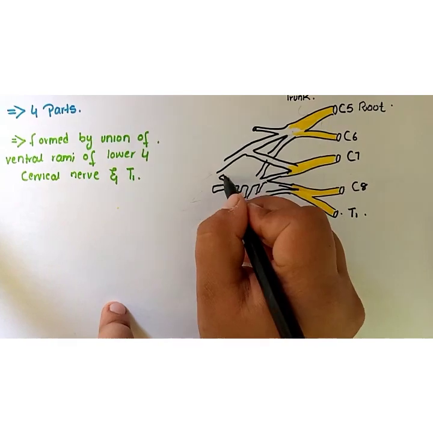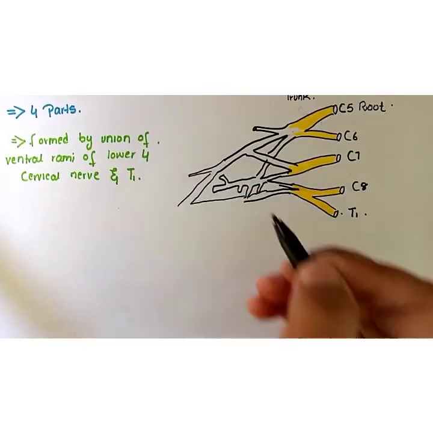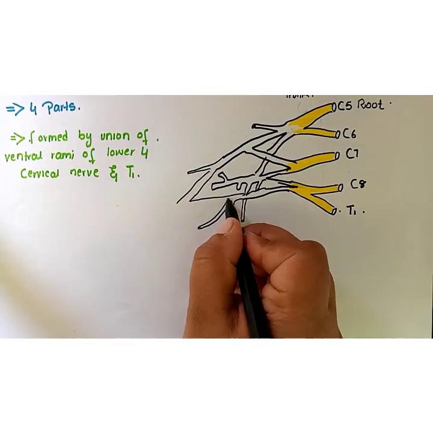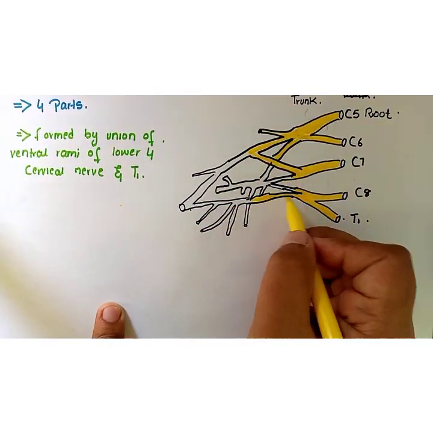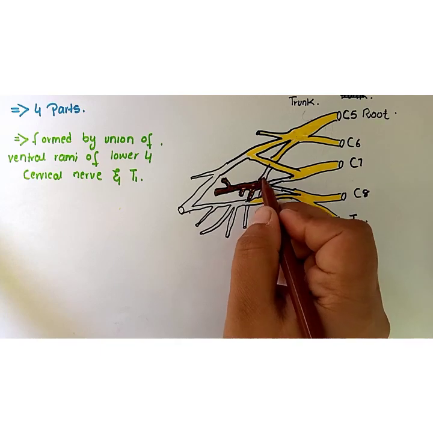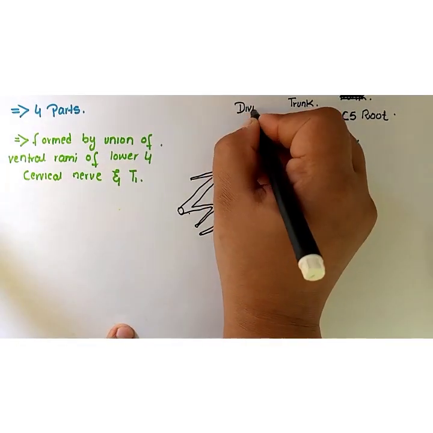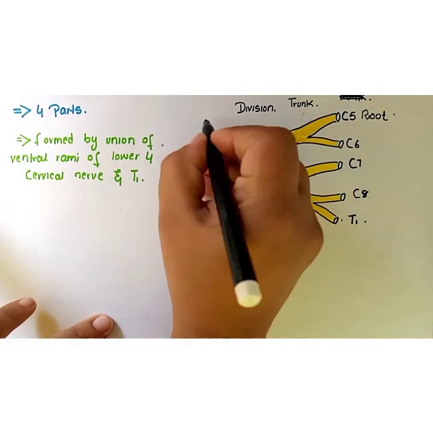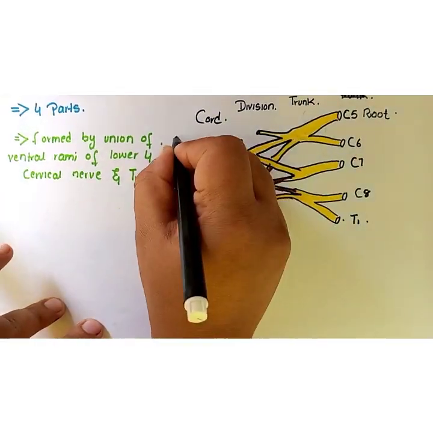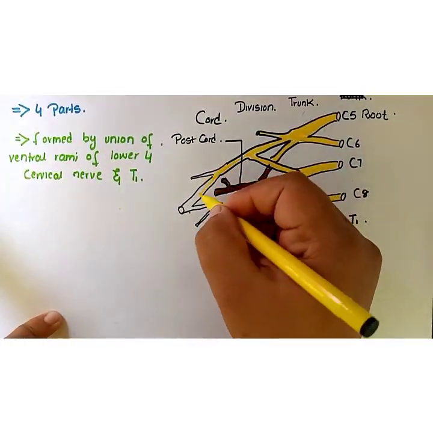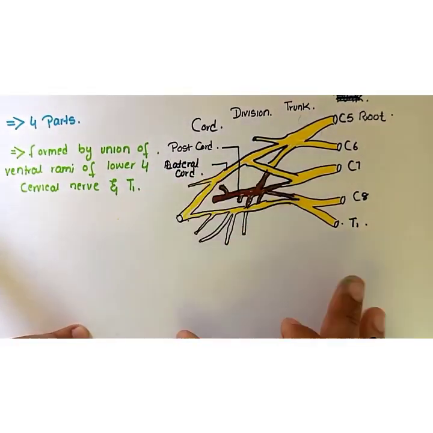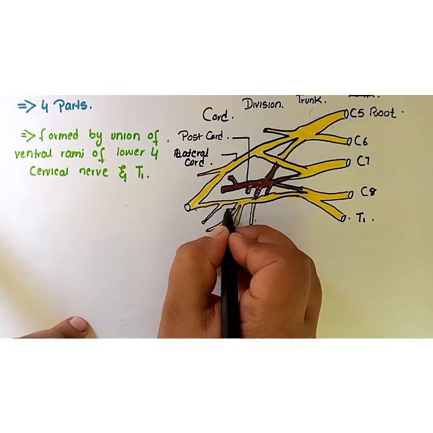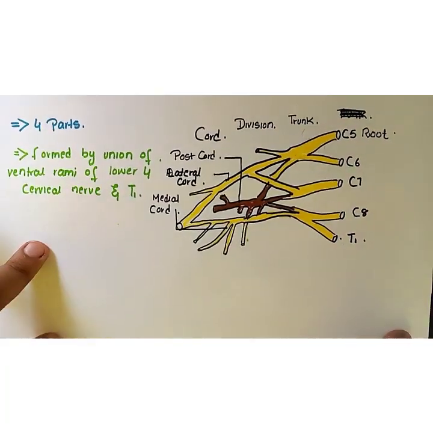and these trunks will divide and give the anterior and the posterior divisions, and these divisions will give the further cords. So here I will explain how the posterior divisions will unite to form a cord. The posterior divisions will form the posterior cord. Superior anterior division will form the lateral cord, and the inferior anterior division will form the medial cord.